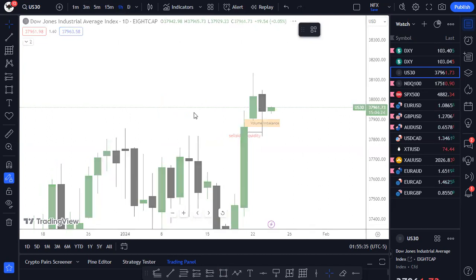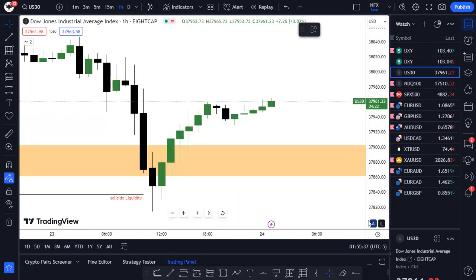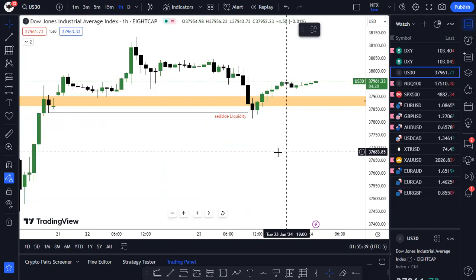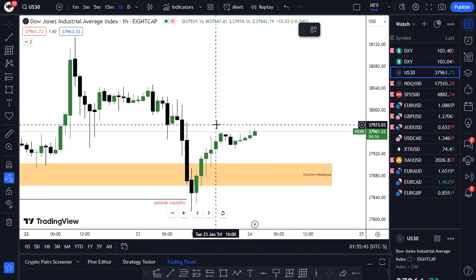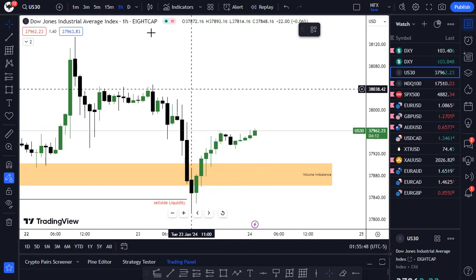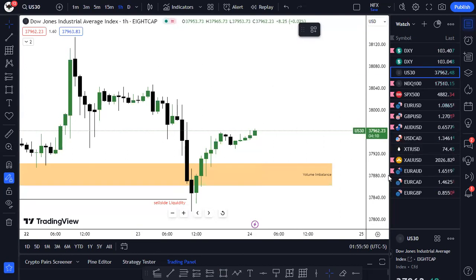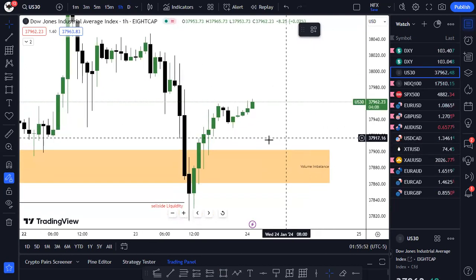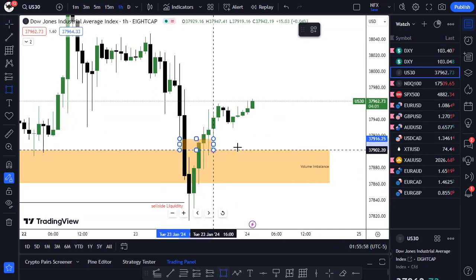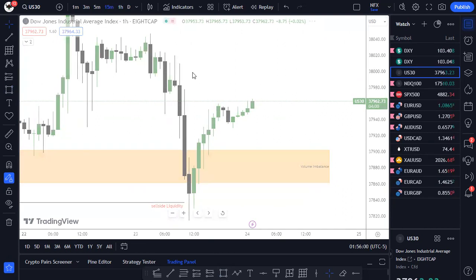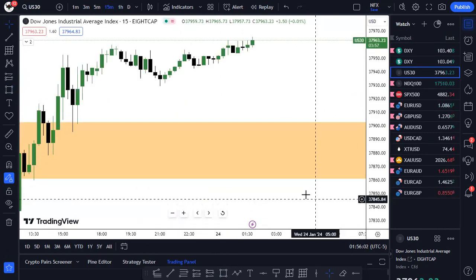Let's go down to our chart. Bias, bullish, no question there. So today we're simply looking for some sort of sell side liquidity to be taken out before we can consider going long. Which sell side liquidity can we consider in this case? Let's go down to the 15 minutes chart. We have something interesting here that you can use. We have this volume imbalance here.